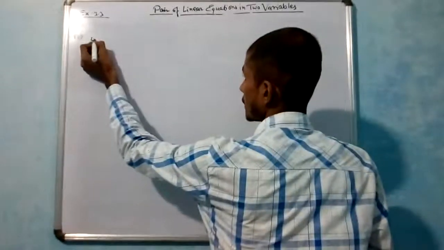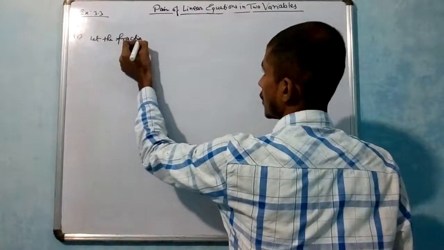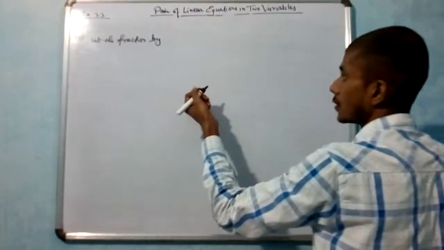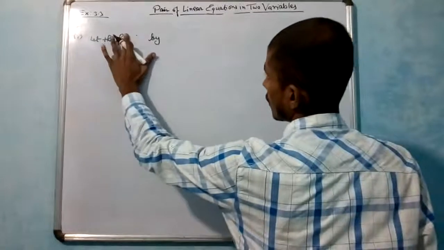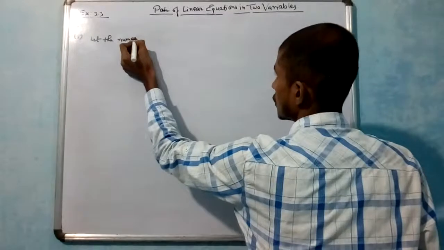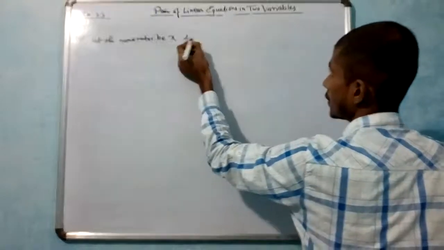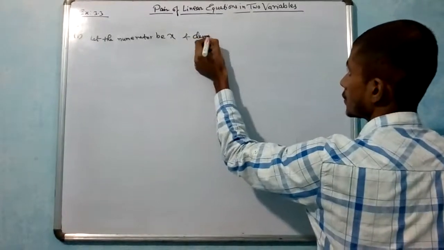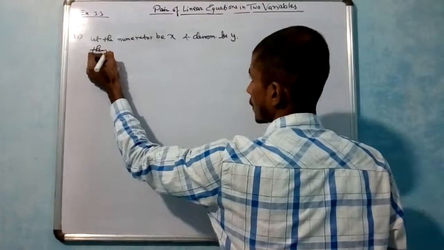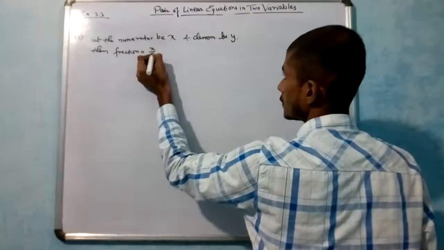So what will we assume? Let the fraction be, correct, that also we can do, no problem. Let the numerator be x and denominator be y. Then the normal fraction will be how much? x by y.